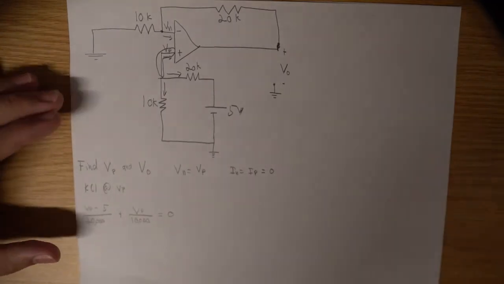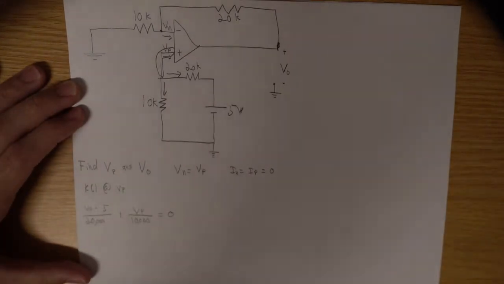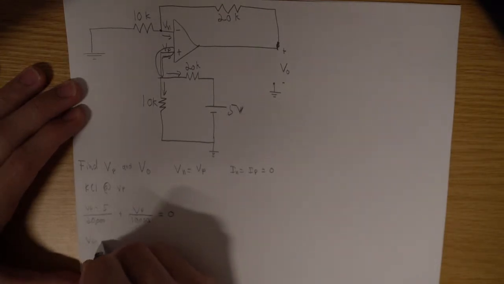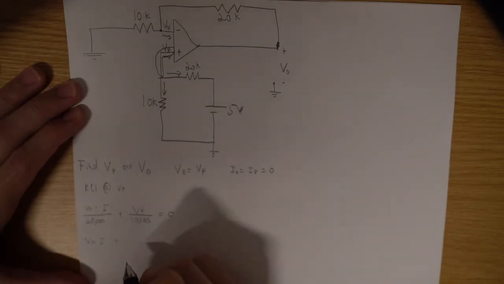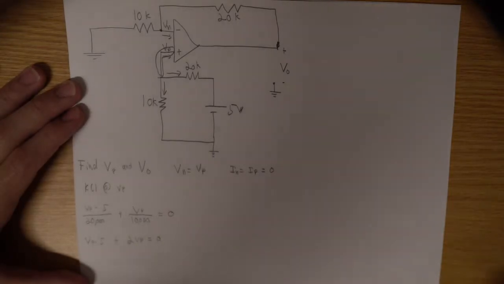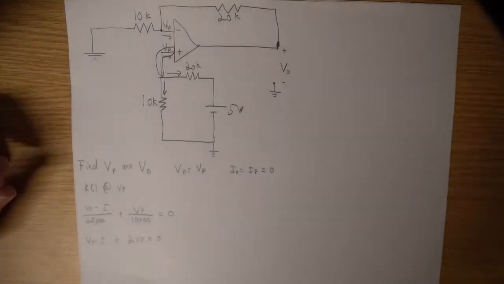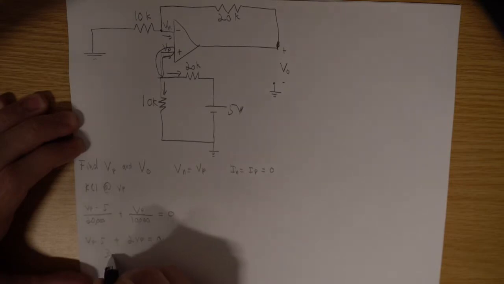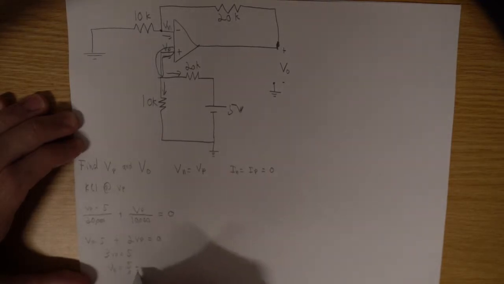We can do some quick algebra here to get rid of these annoying denominators by multiplying out, and that's going to get us Vp minus 5 plus 2 Vp still equal to 0. All we did there was just multiply both terms by 20,000 and get rid of those denominators. Some more quick algebra will get us that 3 Vp is equal to 5, which gets us a final product of Vp equal to 5/3, also equal to 1.67.